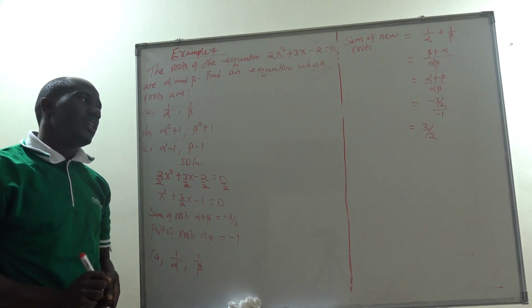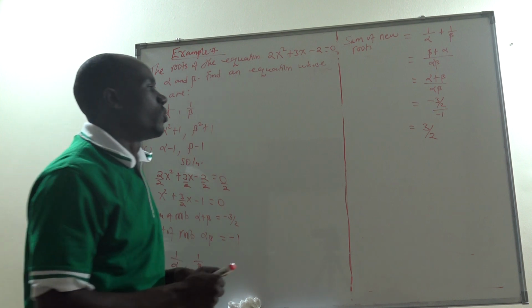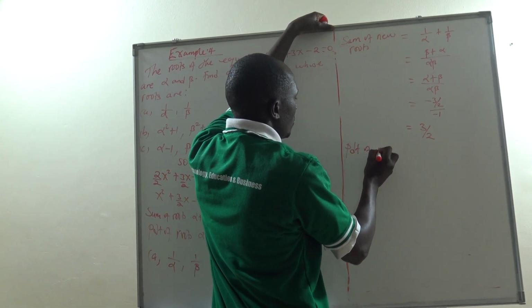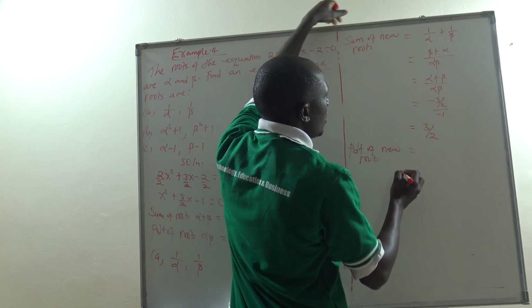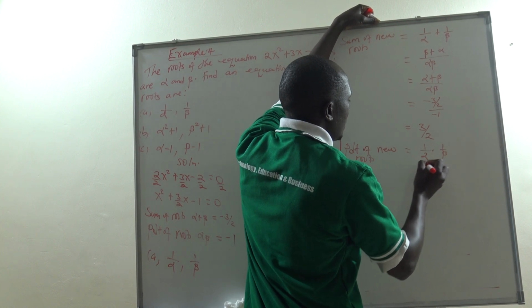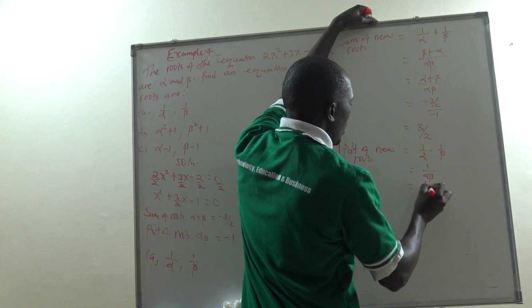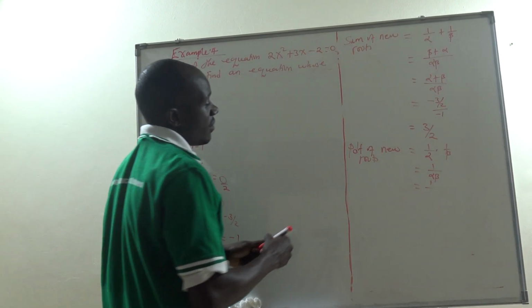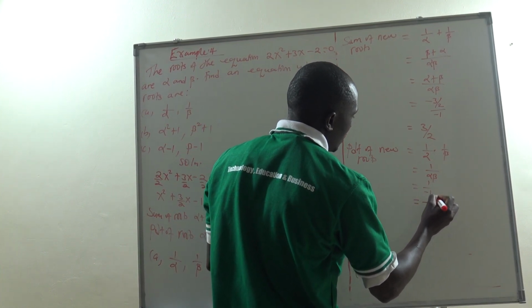We also go ahead and get the product of the new roots. Product of new roots, automatically you multiply the 2, 1 over alpha times 1 over beta, which becomes 1 out of alpha beta. Do we know alpha beta? Alpha beta is already negative 1. So we say 1 divided by negative 1, which becomes negative 1.